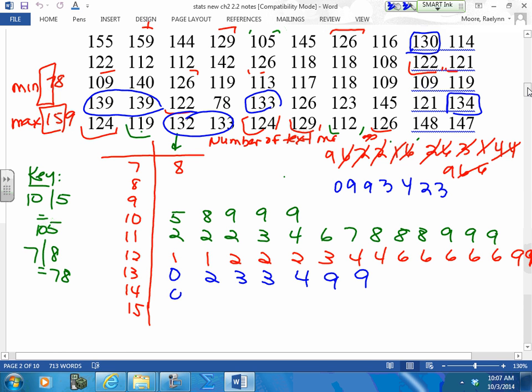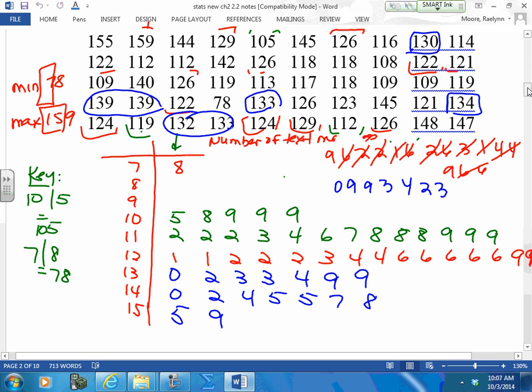2, 4, 5, 8. Is that it? Good. Okay, the 150s. So I see 2 150s over there. Yep, that's still down. Just 2. Yeah. A 5 and a 9.